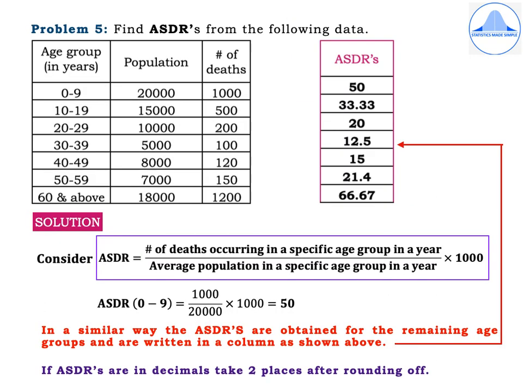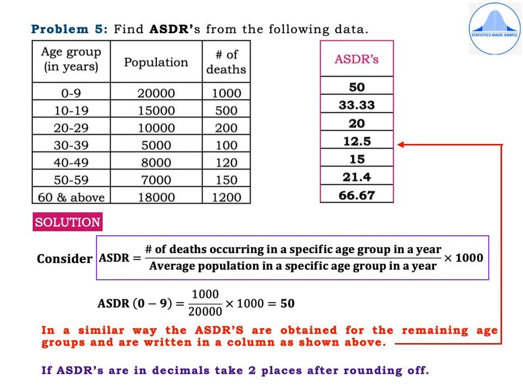Problem 5. Find ASDRs from the following data. The age groups in years are 0 to 9, 10 to 19, 20 to 29, 30 to 39, 40 to 49, 50 to 59, 60 and above. The population values are 20,000, 15,000, 10,000, 5,000, 8,000, 7,000, 18,000. And the number of deaths are 1,000, 500, 200, 100, 120, 150 and 1200.